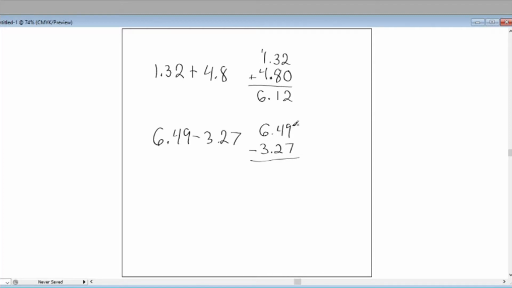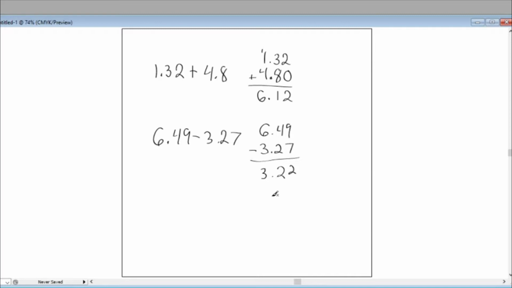So now when I subtract, I do the exact same thing that I do in any other subtraction problem. 9 minus 7 is going to be 2. 4 minus 2 is going to be 2. 6 minus 3 is going to be 3. And that decimal just drops straight down. Okay, so nothing really new here.